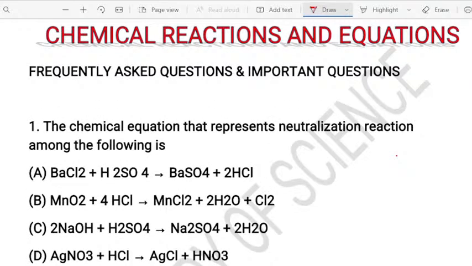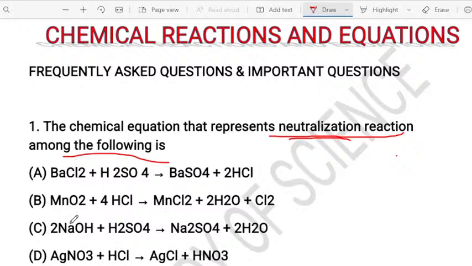So the first question is, the chemical equation that represents neutralization reaction among the following is. So this is my question. Many of you are answering that option C is the right answer. Yes, of course, my dear students, your guess is correct, but you should also know the reason to identify this answer. Whenever we say that it is a neutralization reaction, you must remember, it is a base plus acid reaction to give salt and water. Or you can say it is an acid plus base reaction to give salt and water.